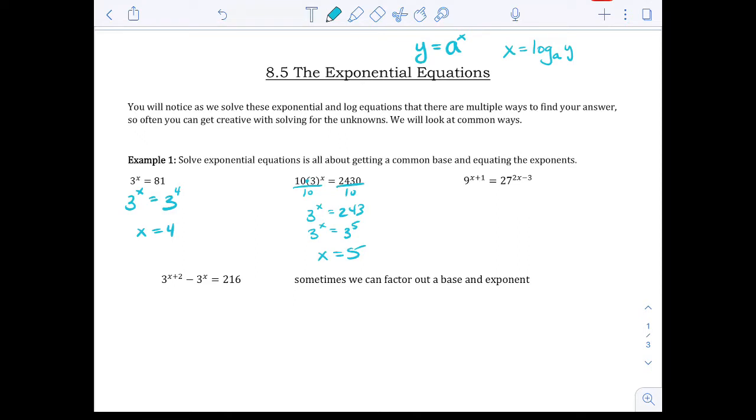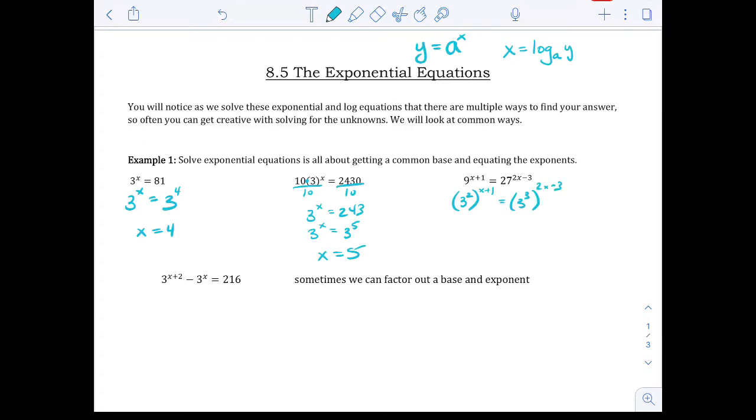For example, that 9, I can write as 3 squared, all of that to the power of x plus 1. So all I did was change that base of 9. It's really 3 squared. Same with 27. I'm going to make it 3 to the power of 3, and then the exponent 2x minus 3. Leave that exponent.